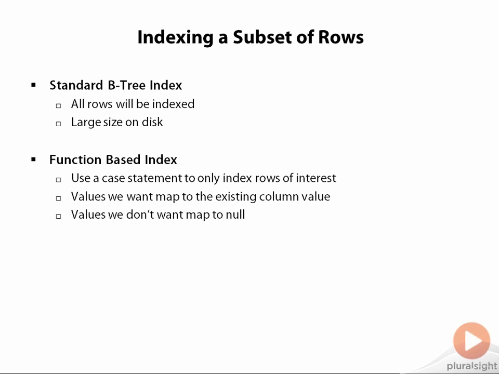In this case, the function we will use is the Oracle case function. And in the case function, we'll have the values that we want to index simply map to the value that they already are. But values that we don't want to index will map to a value of null. What this does is takes advantage of a property of B-tree indexes in Oracle, that if all of the values for a key in a B-tree index is null, then Oracle will not index the row. So let's see what this looks like in a create index statement.